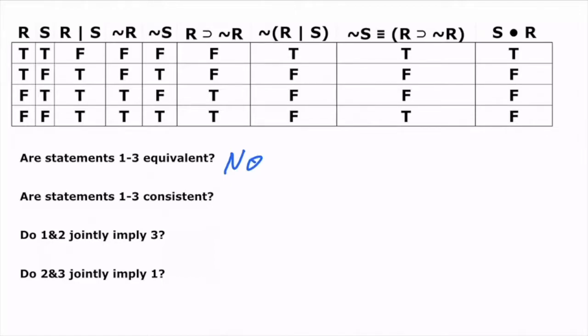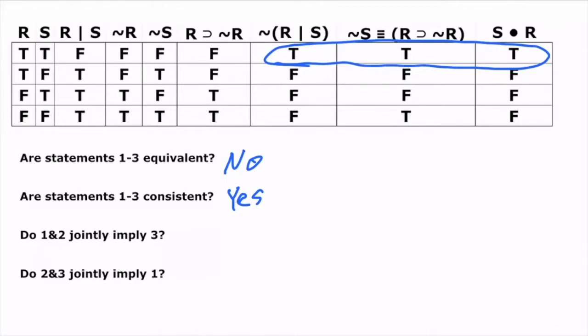They're not equivalent. Are they consistent? Yeah, it's possible for them to all be true. Right there. So yes. And you'd explain, are they equivalent? No, they differ on truth value on row 4. Are they consistent? Yes, they're all true on row 1.